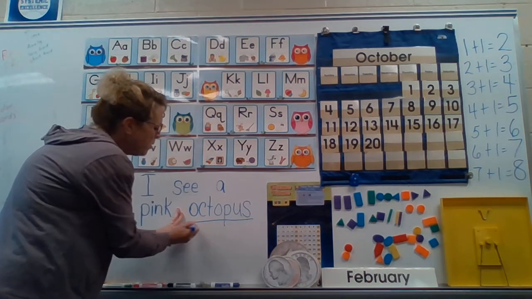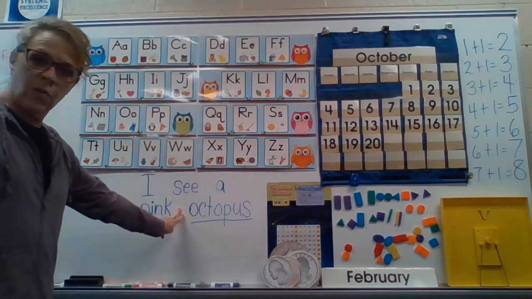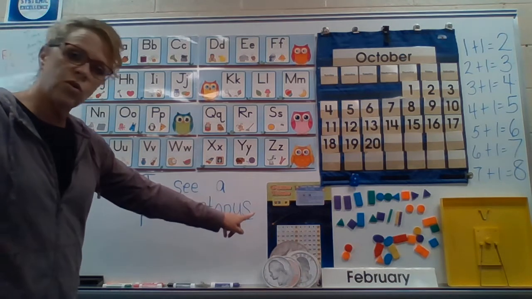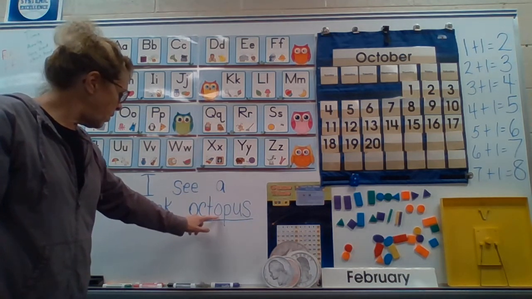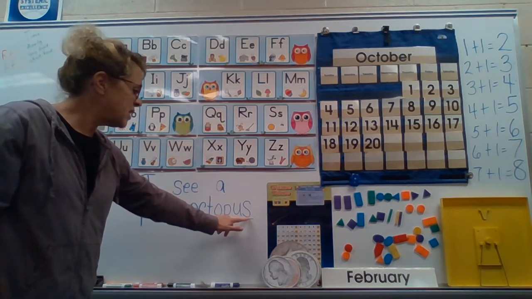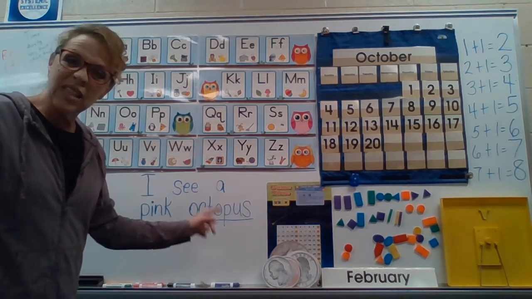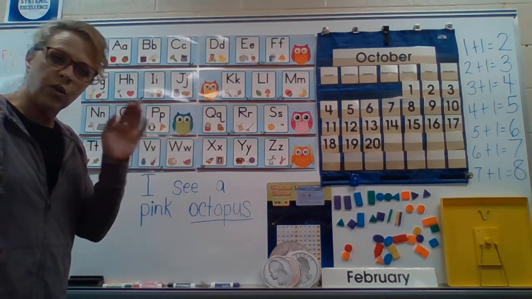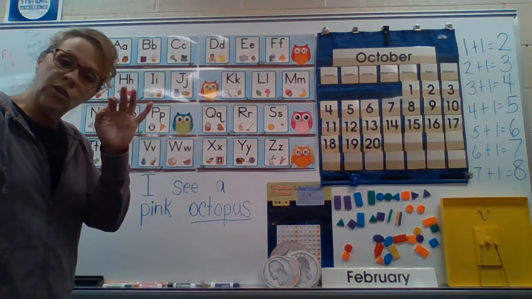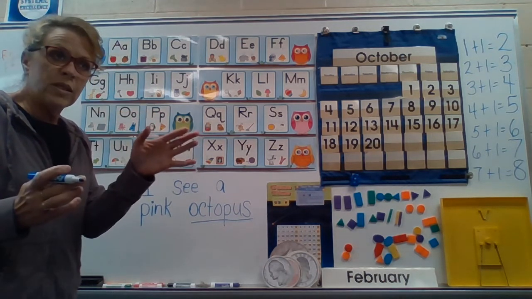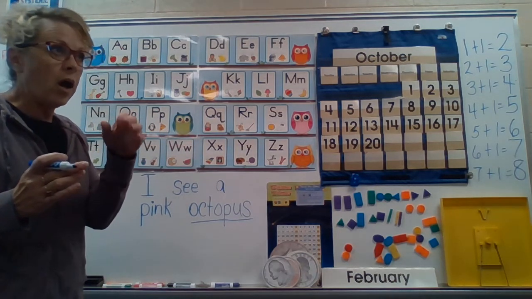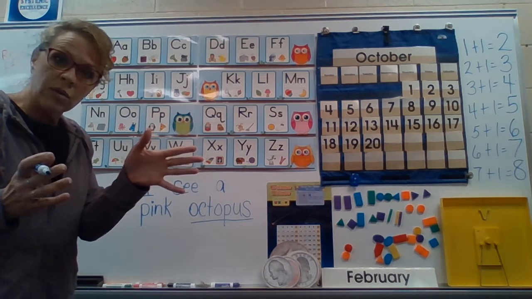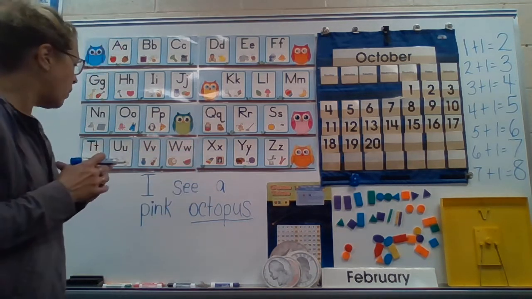Wow, look how long this word is. Let's count and see how many letters it took to write octopus. 1, 2, 3, 4, 5, 6, 7. It took 7 letters to write octopus. But think how long it takes you to say it. How long does it take you to say C? Not long, right? But octopus, it takes a long time. It takes 7 letters to write that word.